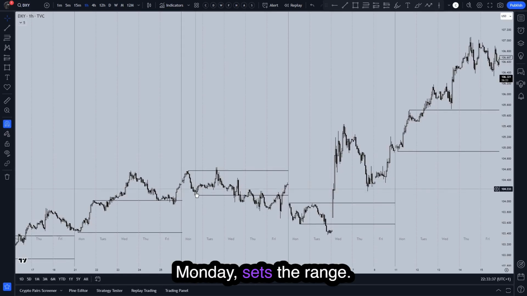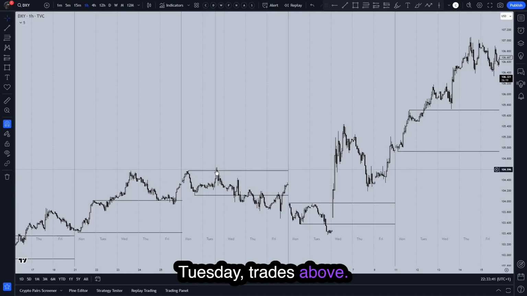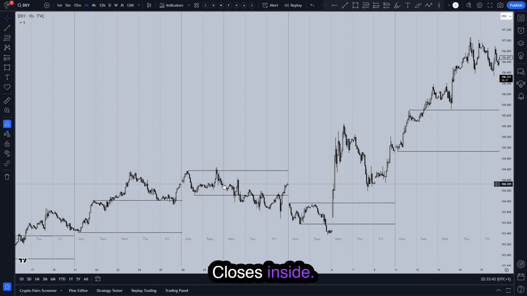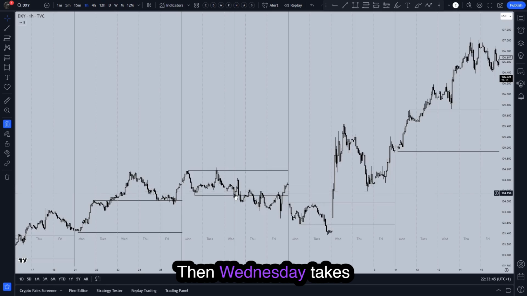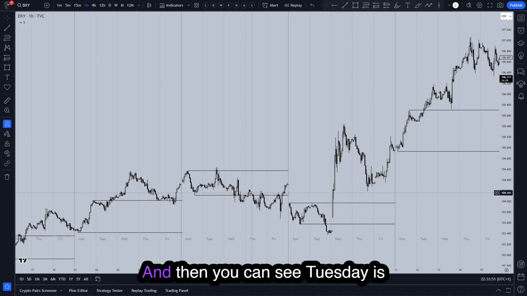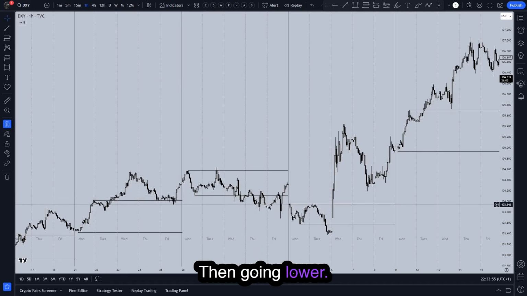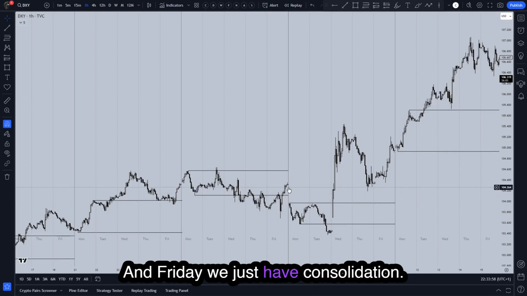Monday sets the range low, range high. Tuesday trades above, closes inside. Then Wednesday takes out the Monday range low. Wednesday is closing at the Monday range low, and then you can see Thursday is now consolidating around the lows, then going lower, and Friday we just have consolidation.